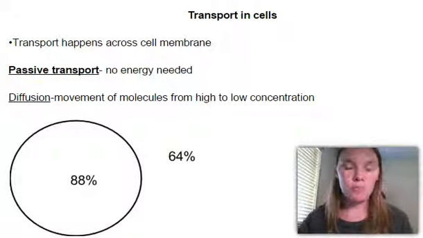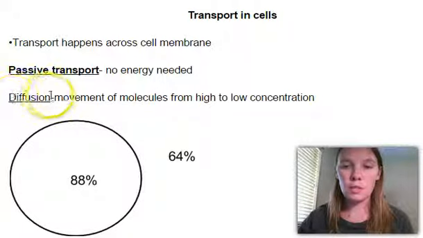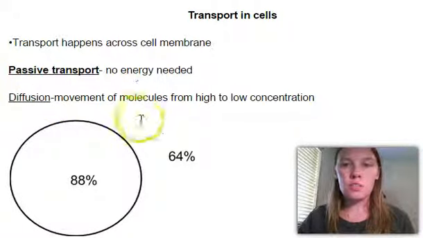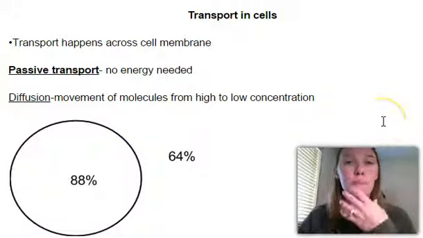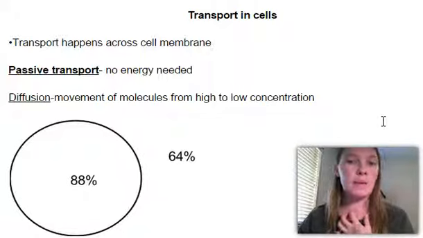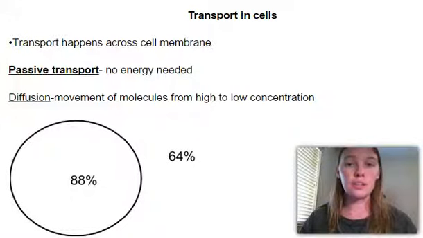So there's two types of passive transport. The first one is diffusion. Diffusion is the movement of molecules from a high concentration to low concentration. So it's kind of like the high number. Like I had 88 pieces of candy and my brother had 64 pieces of candy. So I have to share some of that with them.